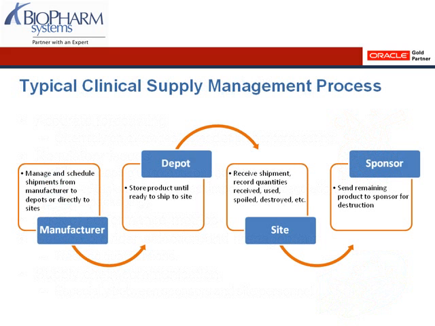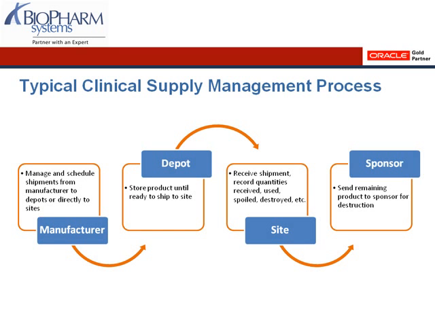So let's look at the typical clinical supply management process. We start at the manufacturer, which produces the product, stores the product, and ultimately manages the distribution to either the depots or intermediate distributors or directly to the sites themselves. Next, we have the depots or the intermediate distributors, which store the product until it's ready to be shipped to the site. Typically, a sponsor that uses depots has these distribution centers in a variety of different regions to manage the distribution to sites in that particular area.